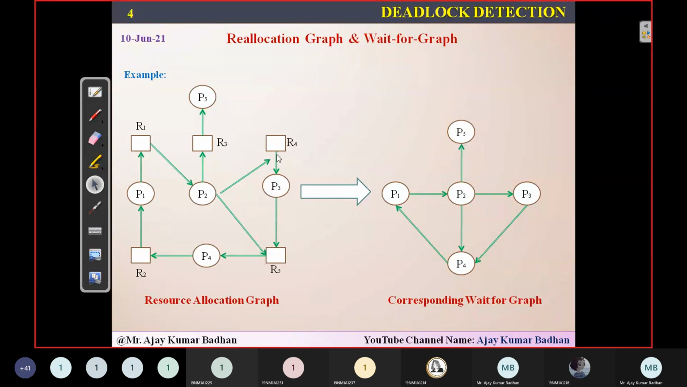So I simply remove these resources: R1, R2, R3, R4, R5, and R2. I simply removed them, and whatever links were going in that direction, I simply provided directly. So this is what we call a wait-for graph. And based on this, we can try to detect if there is a deadlock.